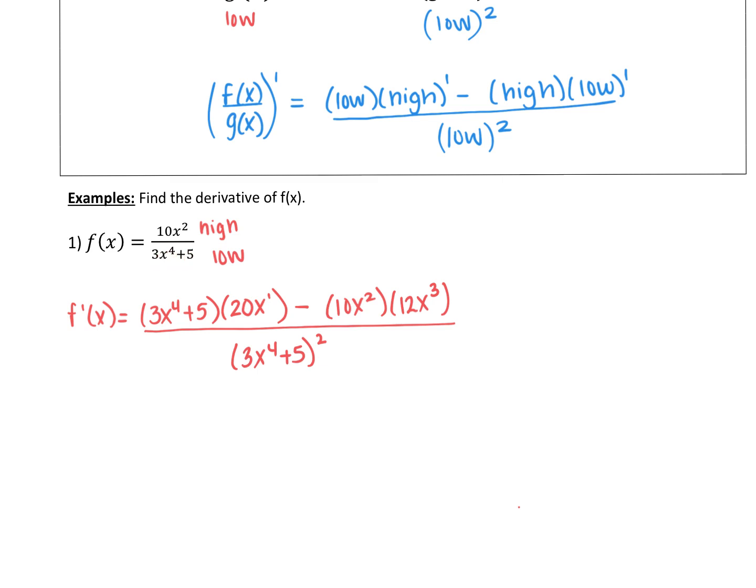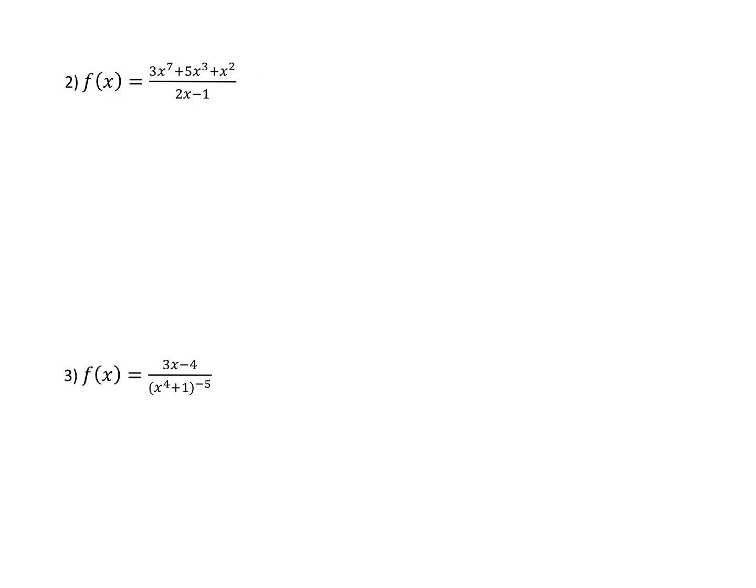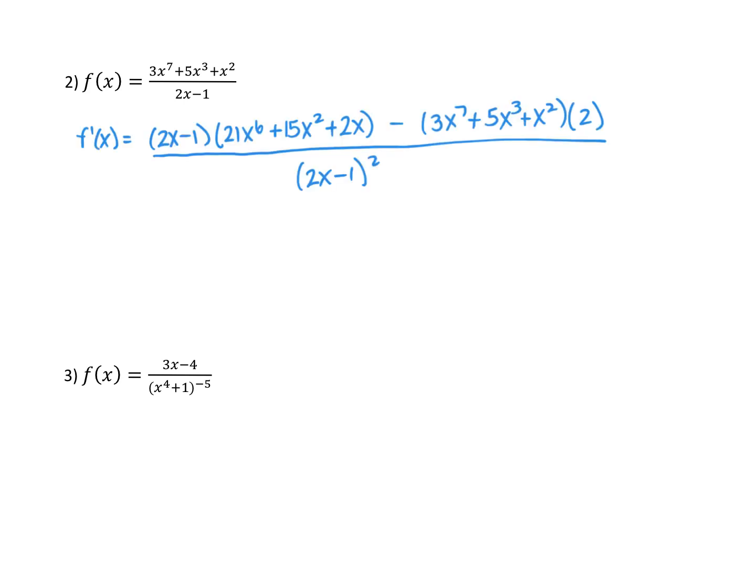That's my derivative. It's totally acceptable to leave your answer this way. You don't have to simplify in any way, shape, or form. All right, why don't you take a couple minutes and try example number 2 on your own, and then hit resume when you're ready for the answer. All right, let's take a look and see what the answer should be.